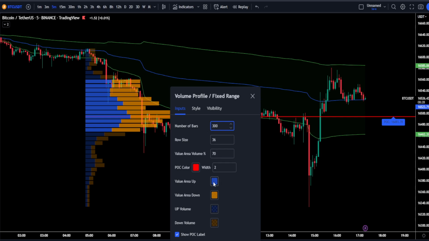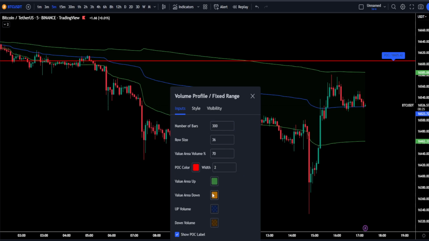After that, we will also be changing the area colors to green and red. Lastly, uncheck our Show POC label.